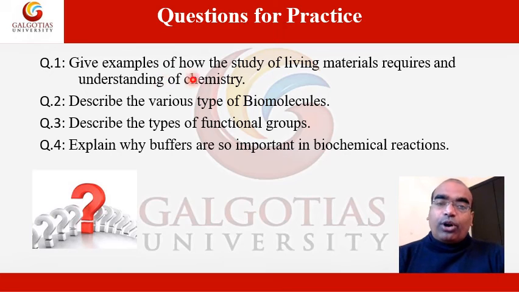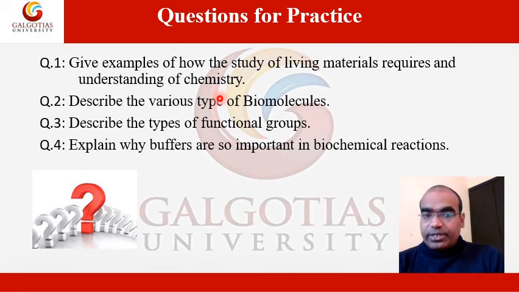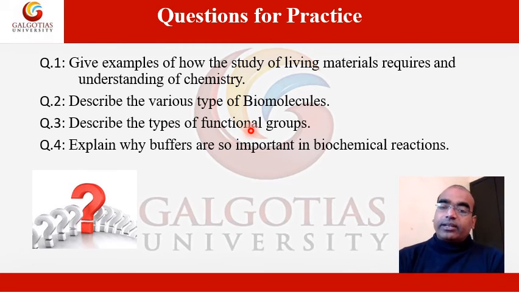Give examples of how the study of living materials requires an understanding of chemistry. Describe the various types of biomolecules like carbohydrate, protein, fat, nucleic acid. You can also mention their important roles. Describe the types of functional groups that we have discussed in detail in today's class: amino group, carboxyl group, alcoholic group. You can mention their properties and their important reactions, or you can remember them.